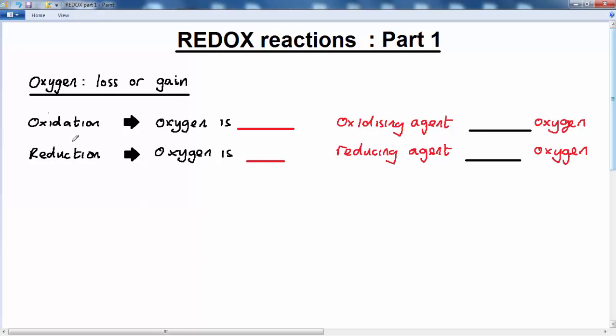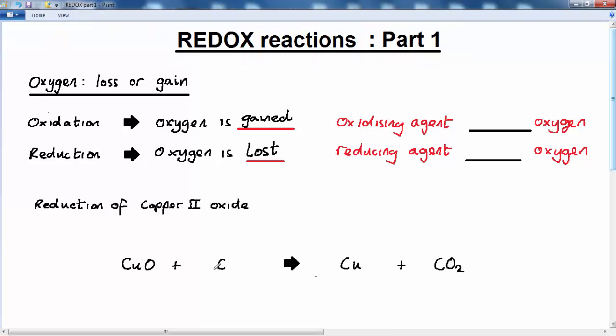So when oxidation is taking place, we say that oxygen is gained by a substance, and when reduction occurs we say that oxygen is lost by a substance. So let's just consider as a simple example the reduction of copper oxide by carbon. This is a reaction that you're well familiar with.